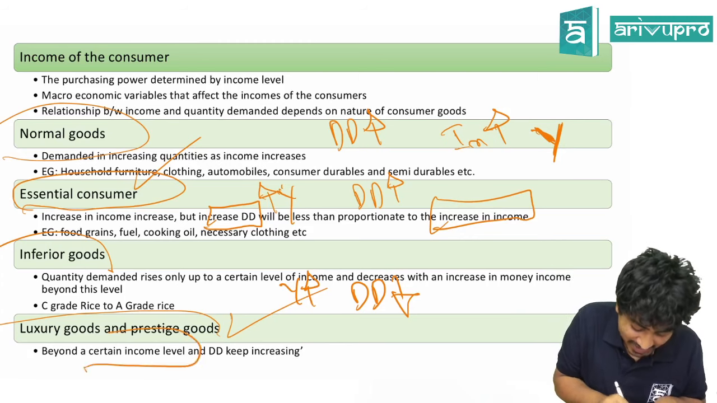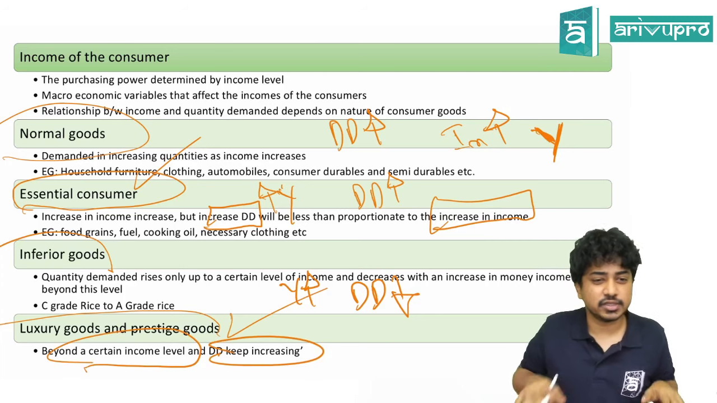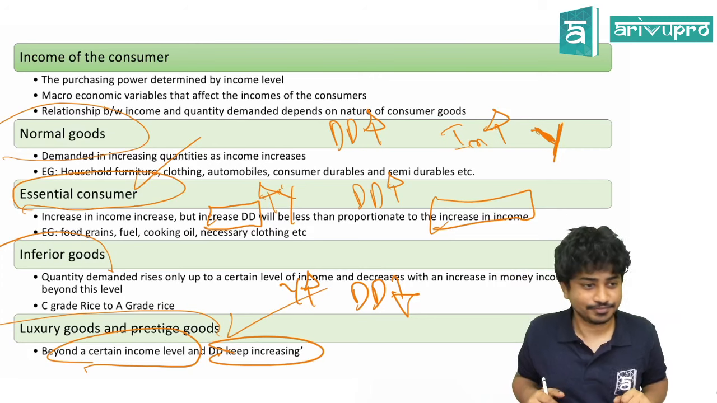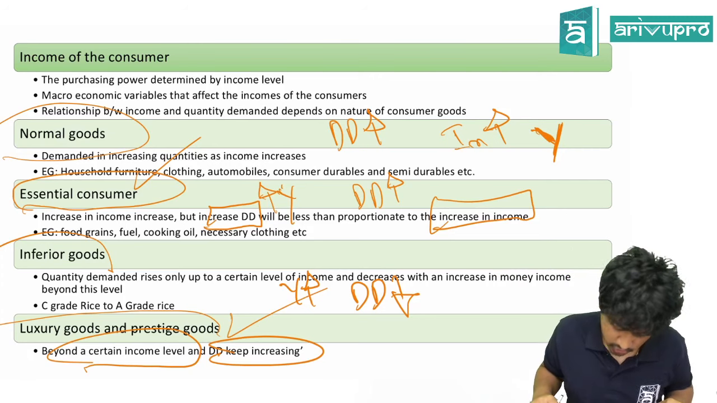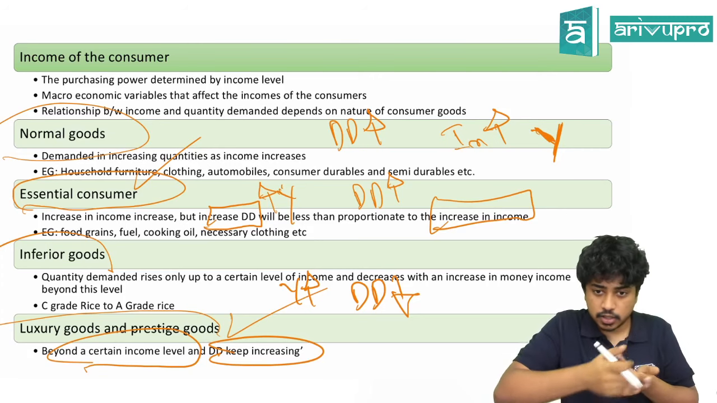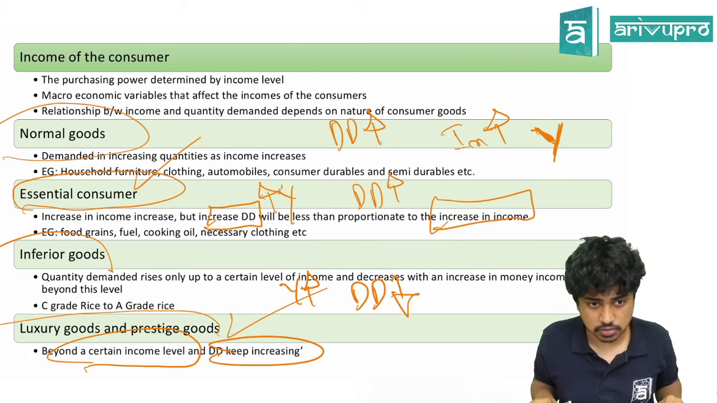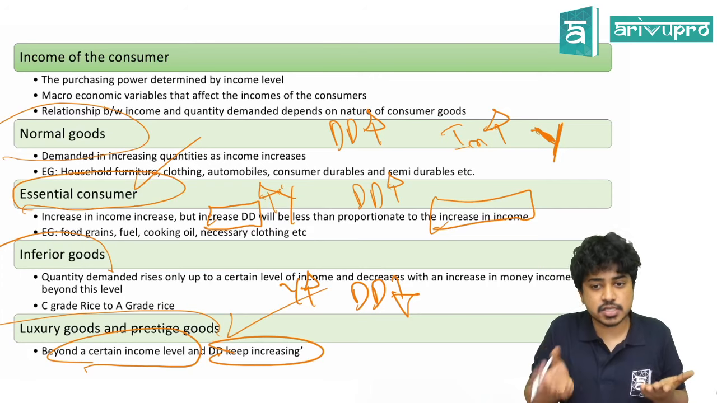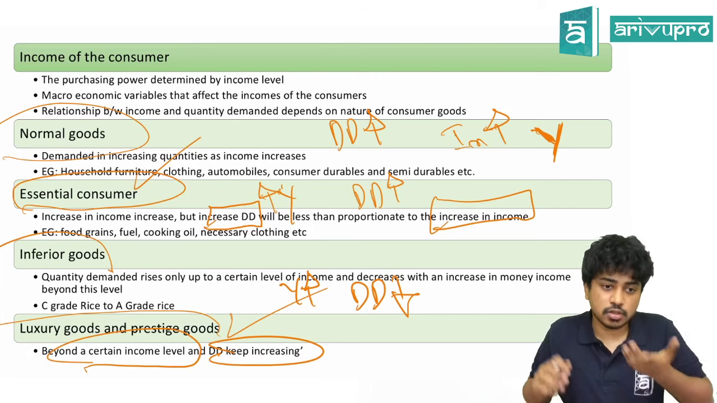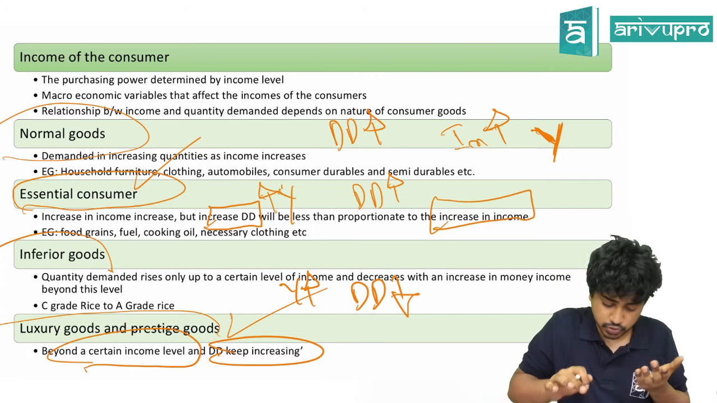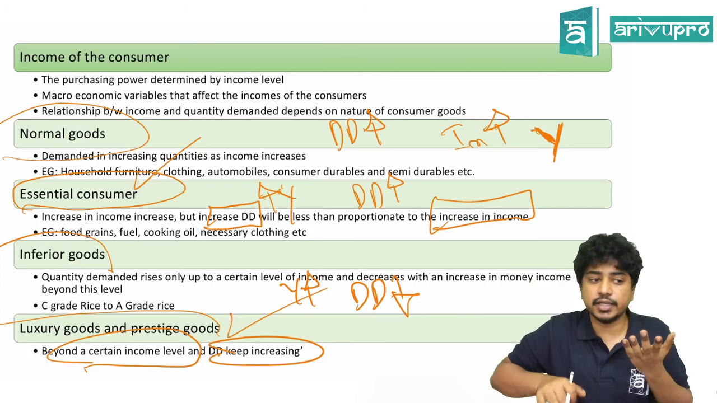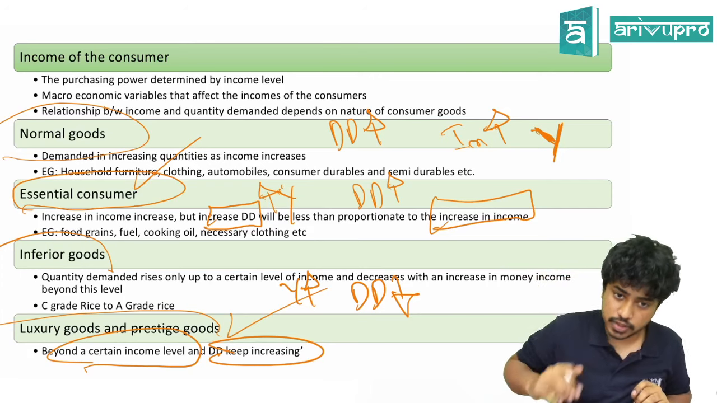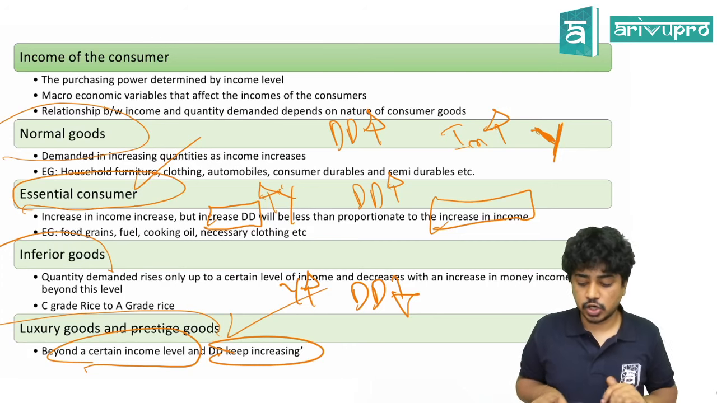So beyond a certain level of income, the demand will keep on increasing for these goods. Up to a certain point, no demand will be there. Beyond a certain income, you'll start buying it. Those are called luxurious goods. Are we clear how income and demand are interlinked here? To sum it up: for normal goods, income increases, demand increases. For essential goods, income increases, demand increases, but in lesser proportion. For inferior goods, income increases, demand decreases. For luxurious and prestigious goods, beyond an income level, demand will continue to increase. Are we clear? Any questions? Online, any questions?